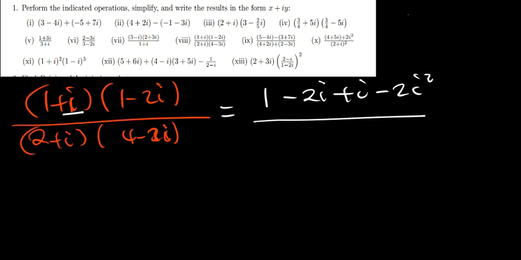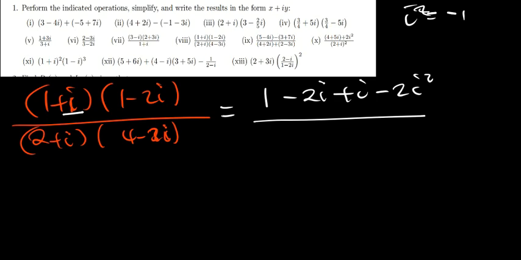So now what I'm going to do here is simplify the top part and the bottom part as well, and then we conjugate it. So I'm going to say 1 times 1 is 1, then 1 times negative 2i is negative 2i, then next I'll go to i. So i times 1, I'm going to get plus i, then i times negative 2i is negative 2i squared. So remember, where there is i squared, we replace it with negative 1. So I'll go to the bottom part now.